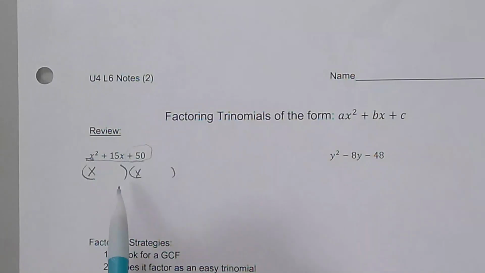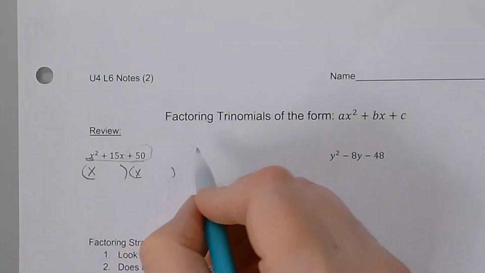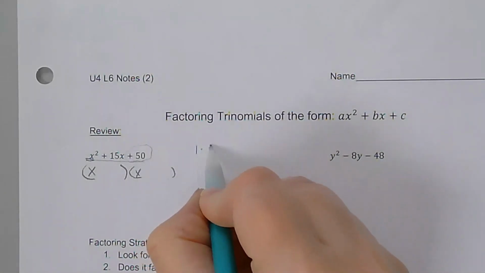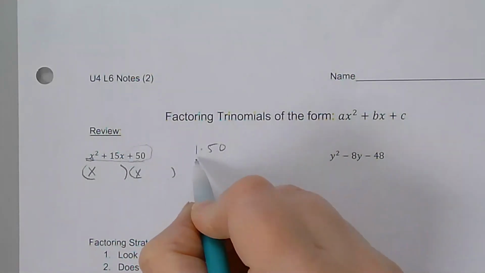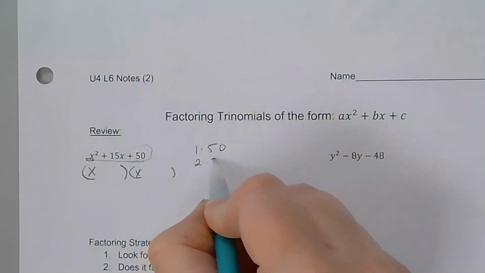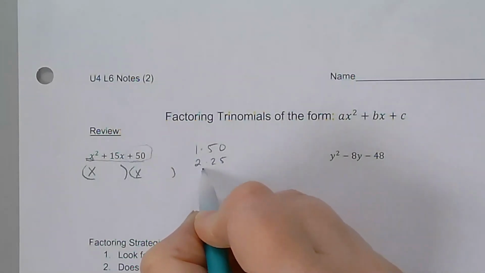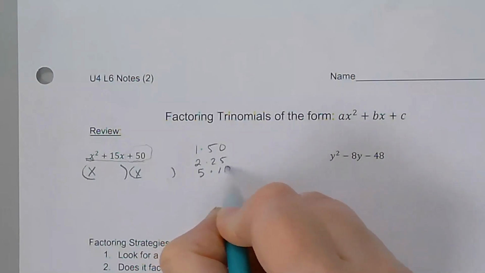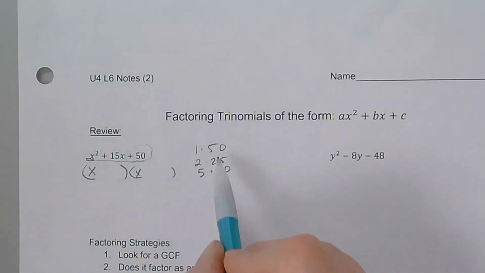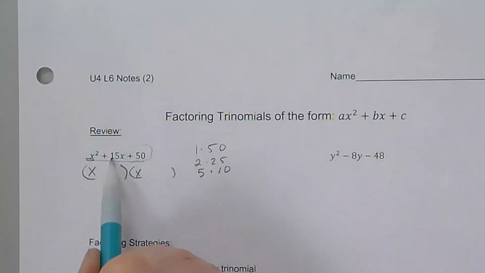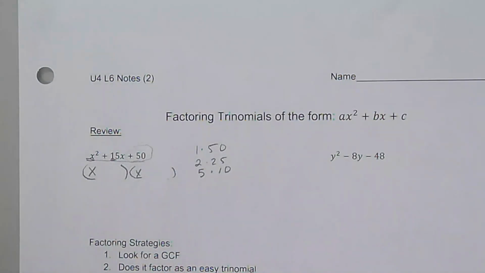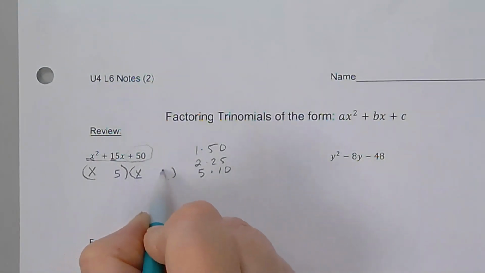I know that the two numbers that go here and here have to multiply to give me 50. So when I get stuck factoring, I start by making factor pairs of the number 50. 50 is 1 times 50, or 2 times 25, or 5 times 10. Then I want to look for the set of numbers that could add or subtract to give me the number 15. And in this case, it's going to be 5 and 10.